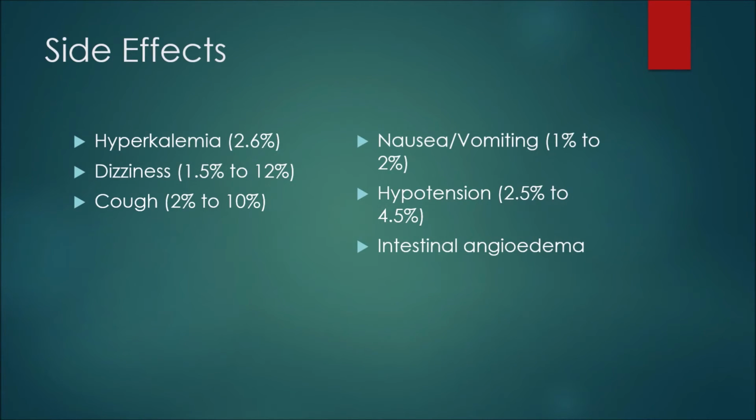Now, as with all medications, there are some side effects or adverse reactions that patients may experience while using Fosinopril, so we'll go over some of those here now. Hyperkalemia or high potassium levels may happen 2.6% of the time. Dizziness may occur 1.5 to 12% of the time, and a cough may occur in 2 to 10% of patients. Nausea and vomiting may occur at a rate of 1 to 2%, and hypotension or low blood pressure may happen 2.5 to 4.5% of the time. One serious side effect would be intestinal angioedema.